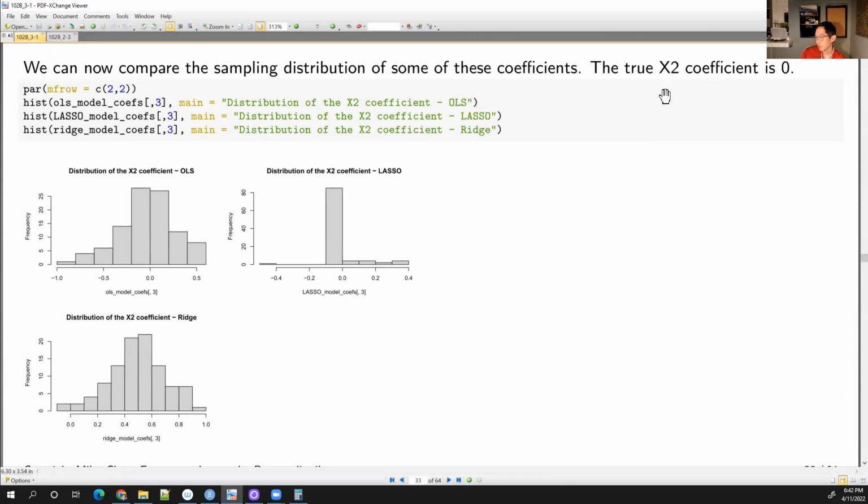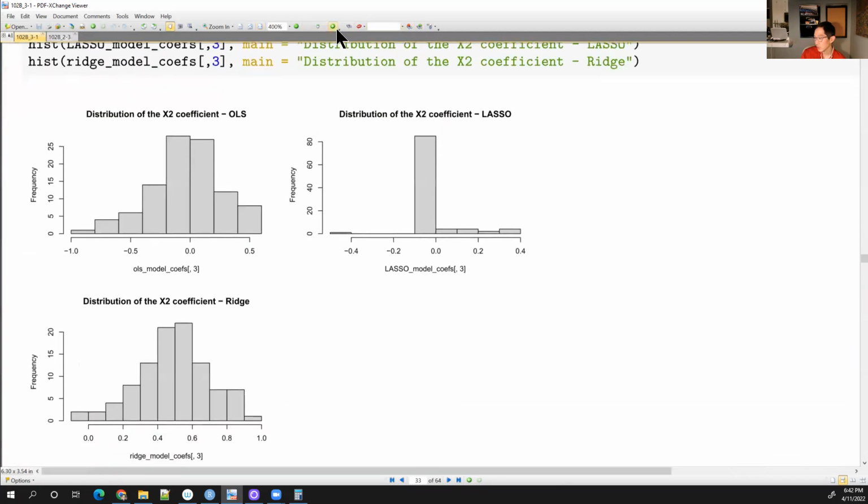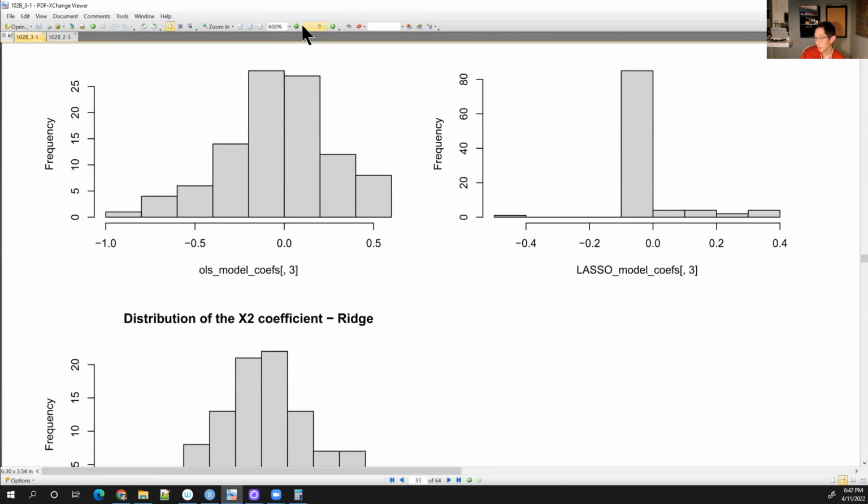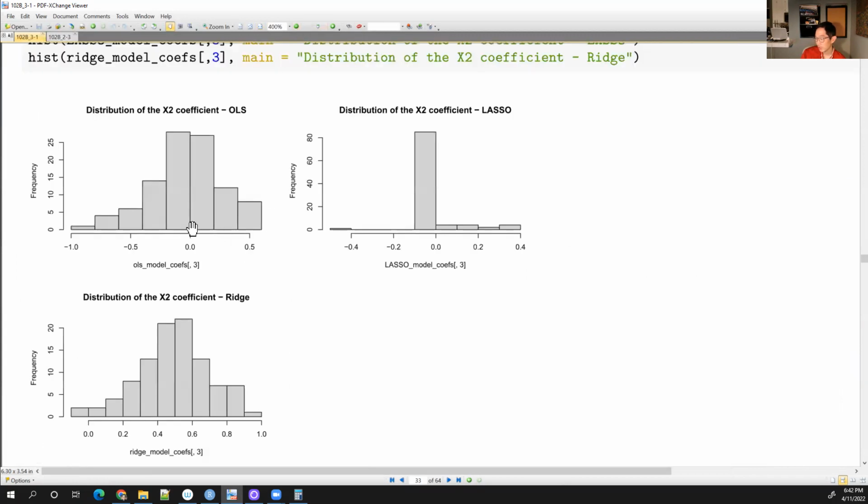For x2, remember the true relationship between x2 and y is that there is no relationship. So the true coefficient is 0. But when you do OLS, just because of randomness, a lot of times it gets something around 0, but sometimes it gets something as low as -1, sometimes as high as 0.5. That's just because of randomness. Sometimes it picks up some kind of relationship between y and x2, even though there actually is none.